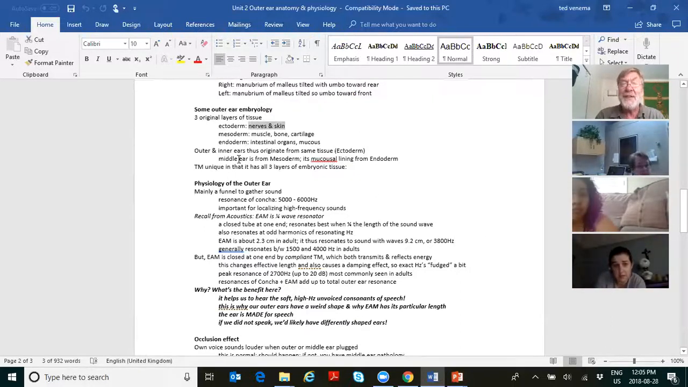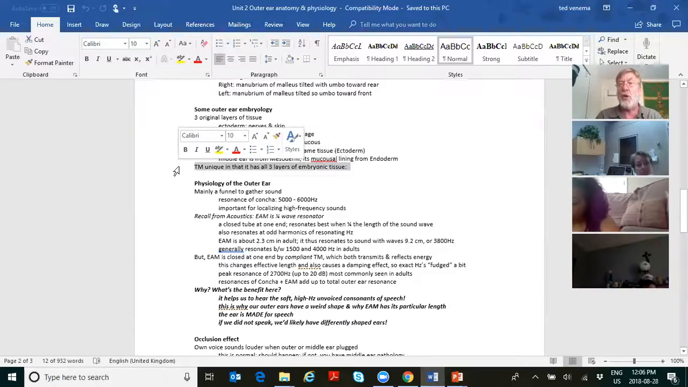The middle ear comes from mesoderm because it contains 3 little bones and also has 2 little muscles that you're going to learn about next week. So mesoderm gives rise to muscle, bone, and cartilage. And so basically your middle ear comes from mesoderm. Its mucosal lining, its slimy lining, comes from endoderm because endoderm forms anything slimy in your body. The tympanic membrane or eardrum is unique in that it has all 3 layers of original embryonic tissue.